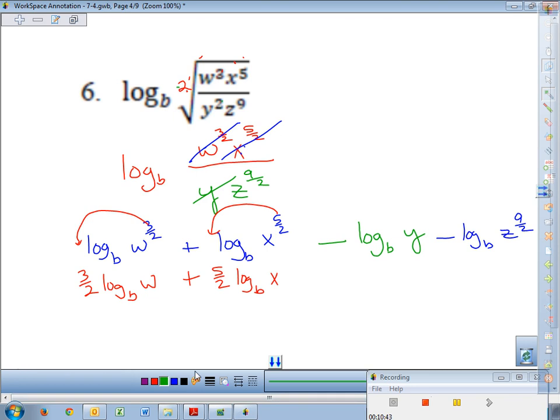Then we've got to be careful with our sign. This guy doesn't even have an exponent on it. Well, it does. It's a 1, so you just rewrite the same thing. But it's still going to be a minus. Cool? And then this 9 halves comes in front of the log, but doesn't the minus still have to be there? Right, so it's minus 9 halves log base b of z.